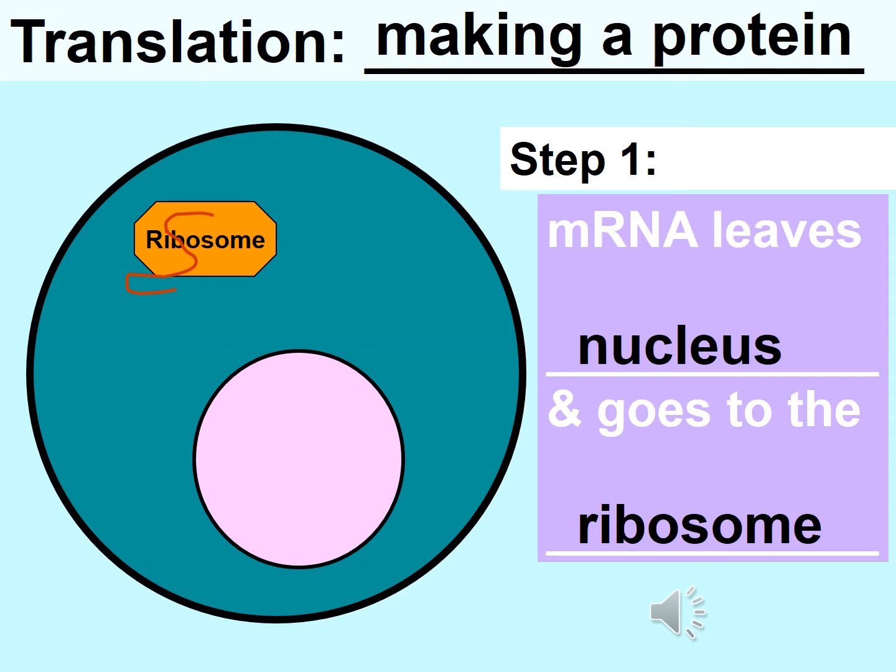Okay, so you're going to be seeing a graphic, or you already saw a graphic, of the mRNA in red leaving the nucleus and meeting up with the ribosome. The first step of translation is that once the RNA is made, which is called transcription, it leaves the nucleus. The mRNA then leaves the nucleus and meets up with a ribosome.